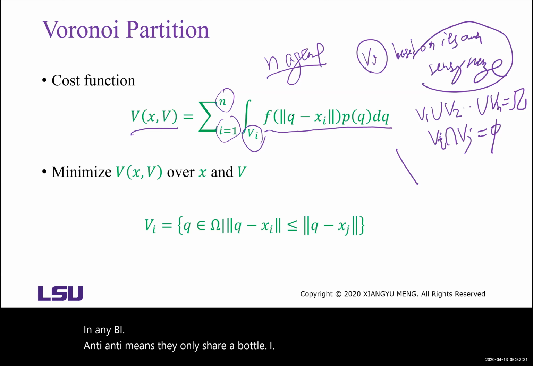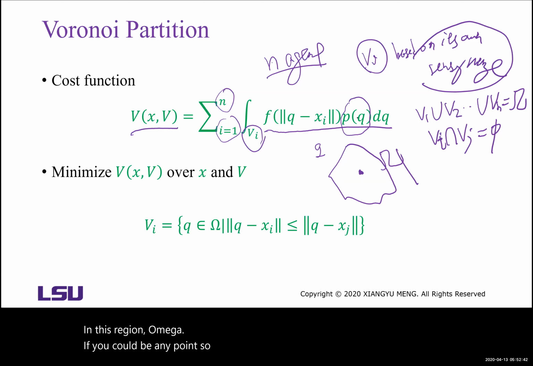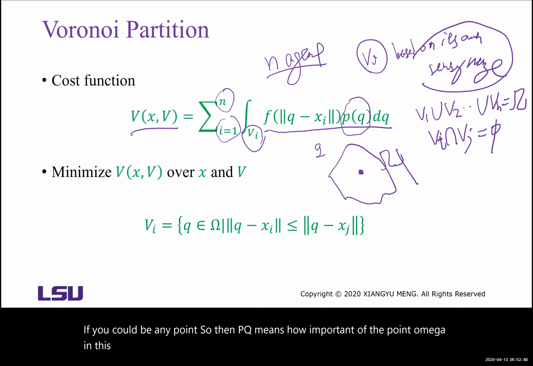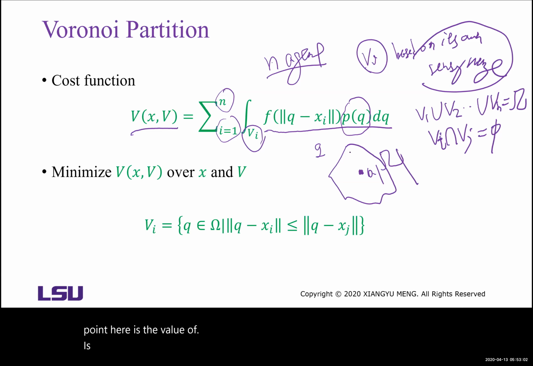Then q represents any point in this region omega. phi(q) means how important the point q is in this region. You can think of it like a probability density function. For each point, it has a different value. Maybe for some point it's 0.1, maybe another point has 0.5. So phi just shows the importance of q in the region.